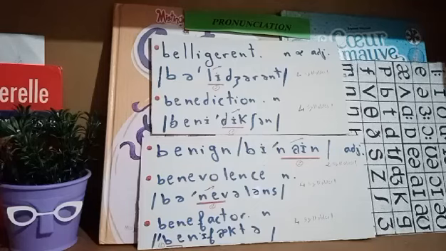And the last word is benefactor. It's also a four-syllable noun, benefactor. A benefactor is a person who gives money, who helps people. Benefactor. But here the stress is on the first syllable, be. Say benefactor. Now let's practice, dear watchers, the pronunciation of these words together.